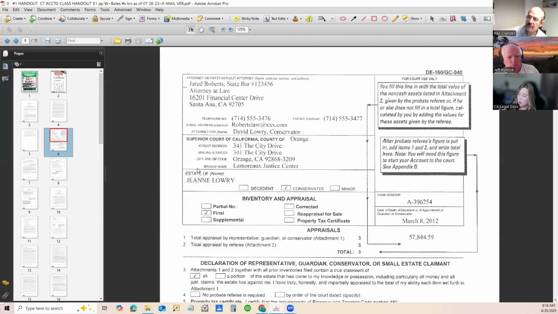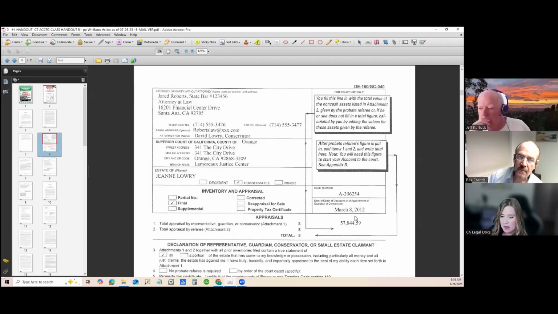filled out. When I get a request for an accounting, this is the first thing I look at. I ask for it. If they don't have it, I won't even begin. I'm looking for specific things. One, I can tell what my date is that I'm going to start my accounting.